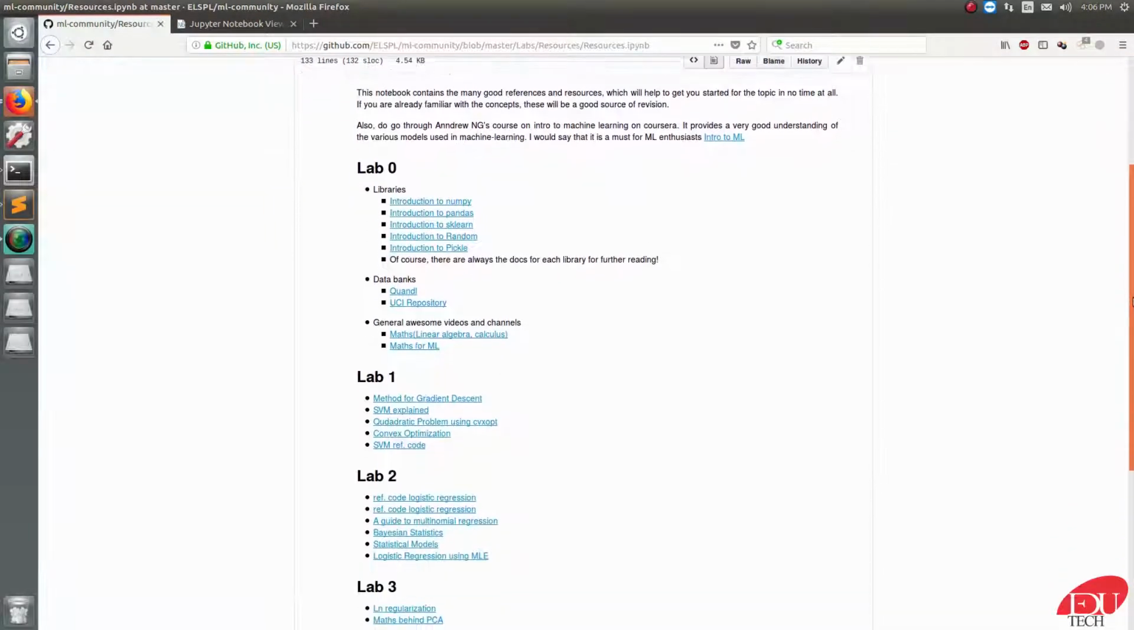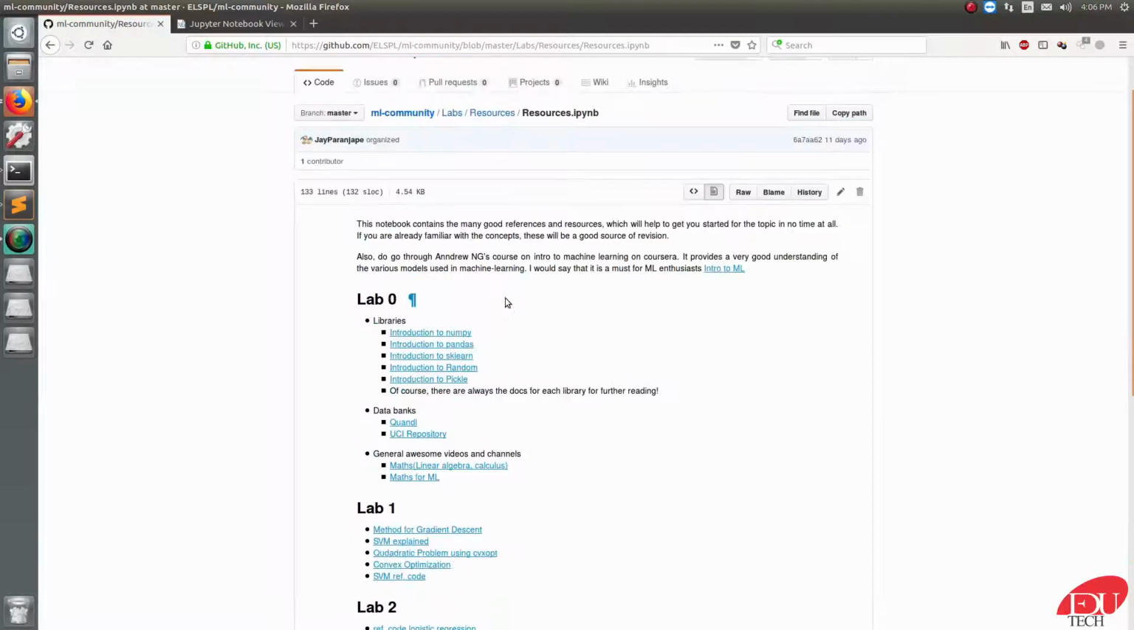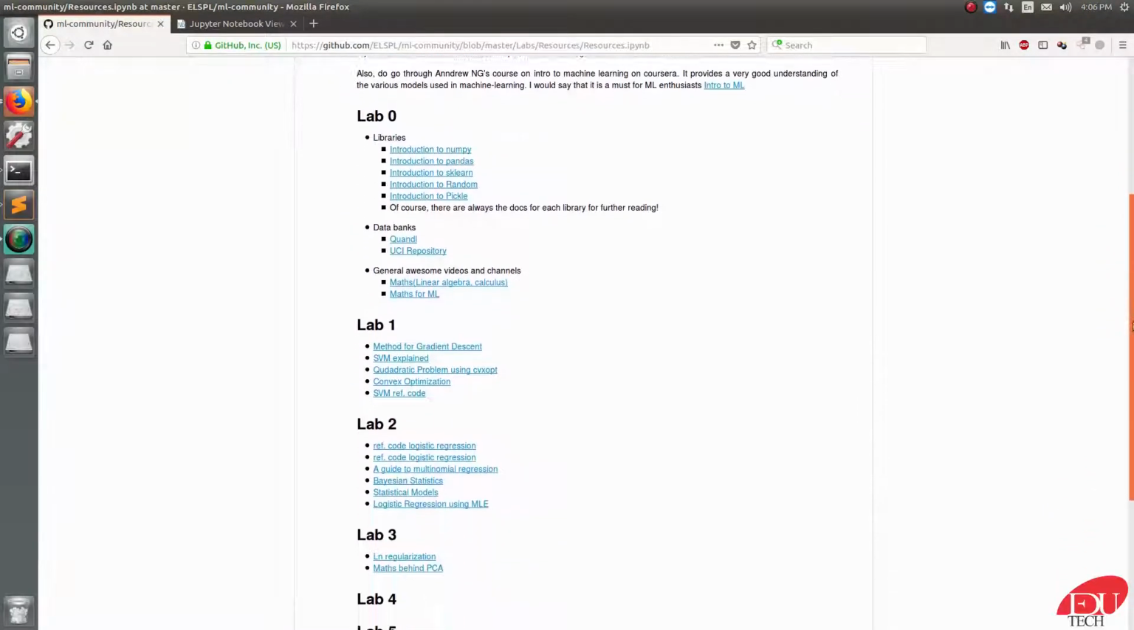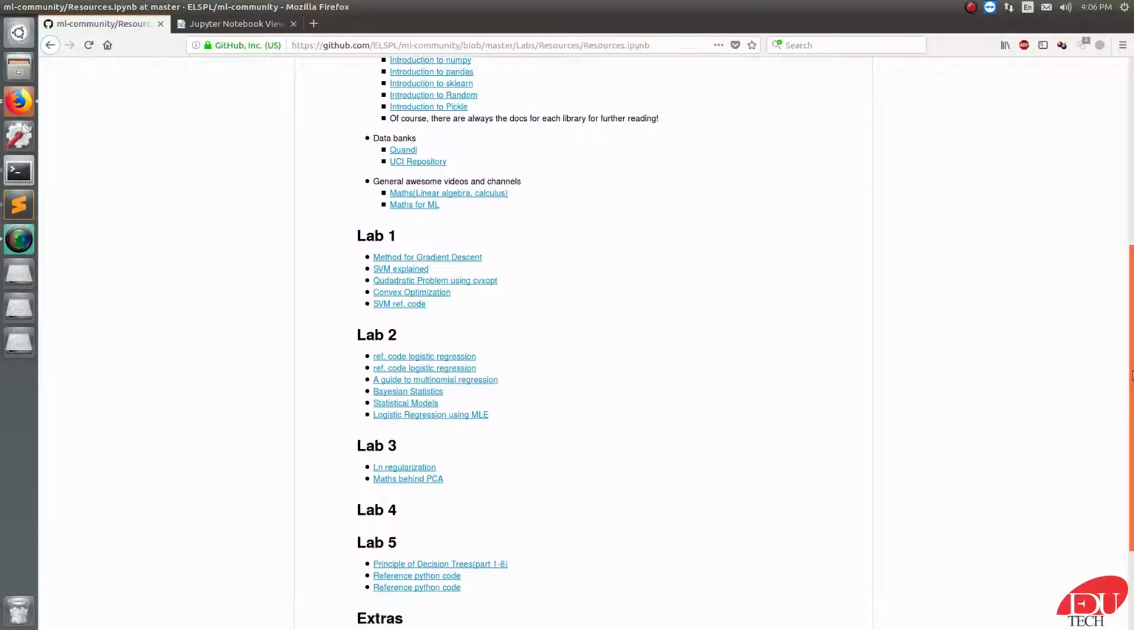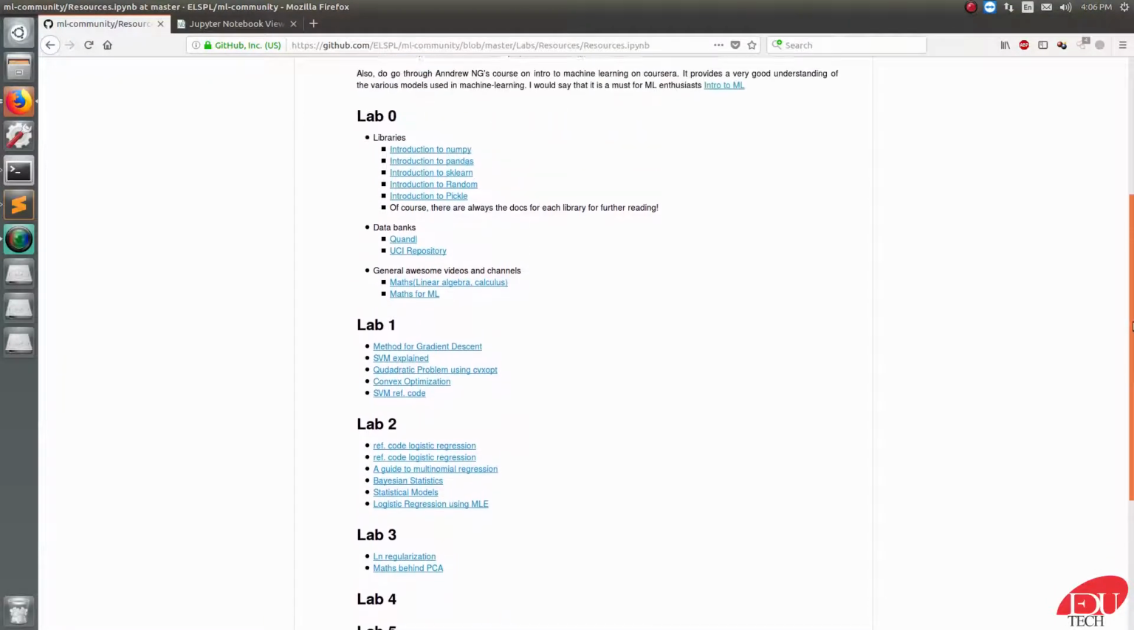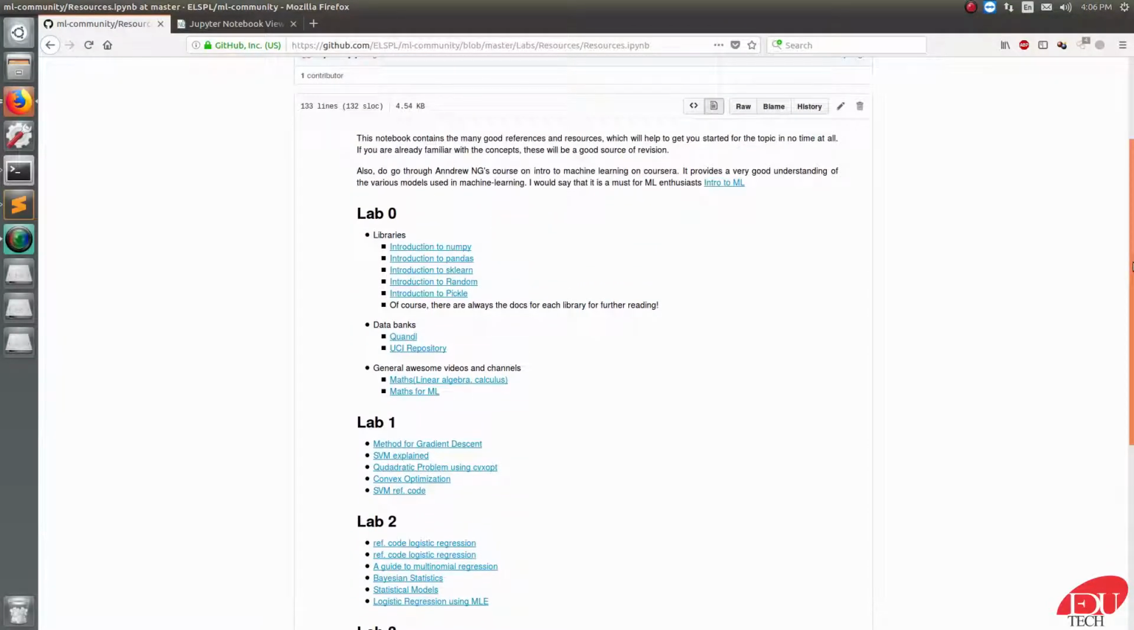So these resources have been distributed lab-wise. These are some great references from which even I learned ML while making this community, and I guess it will be very helpful for you.